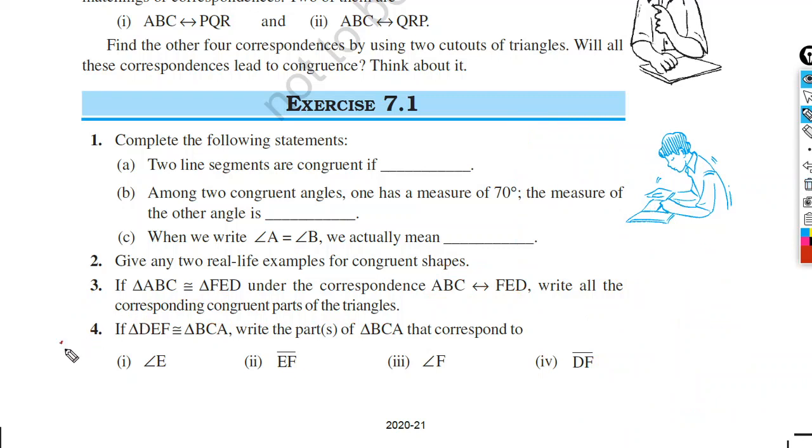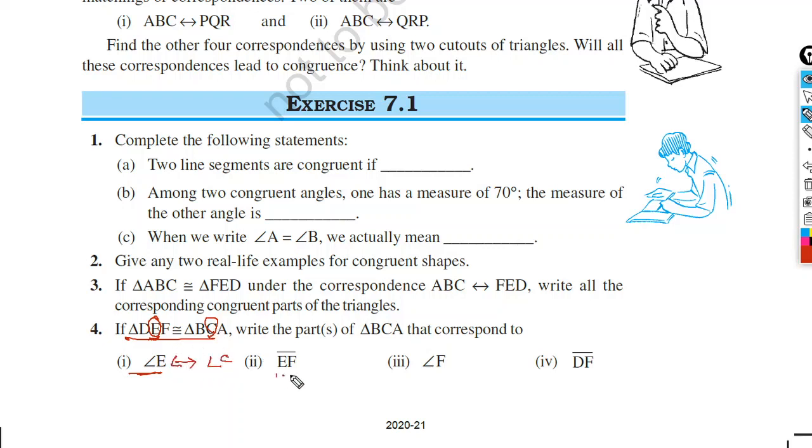Now we'll move to the last question. If triangle DEF is congruent to triangle BCA, write the parts of triangle BCA that correspond to this. Okay. Read it again. If triangle DEF is corresponding to triangle BCA, write the parts of the triangle BCA that correspond to these. Okay. For this, you can draw a triangle, or without drawing also you can say. Here angle E. Look at the figure. Angle E. Look at the question. Here angle E will correspond to this C. So you can see angle E will correspond to angle C.